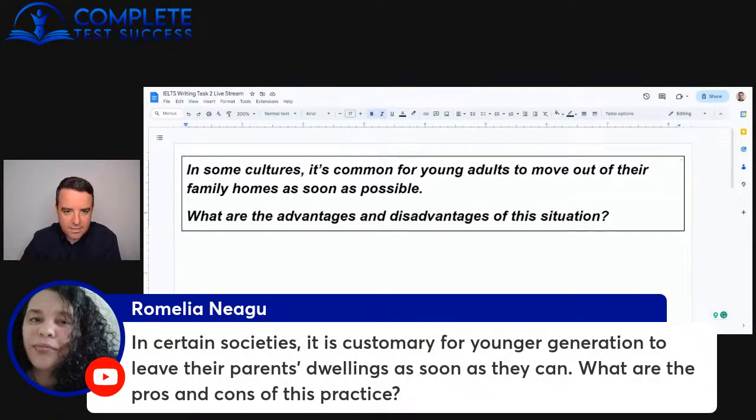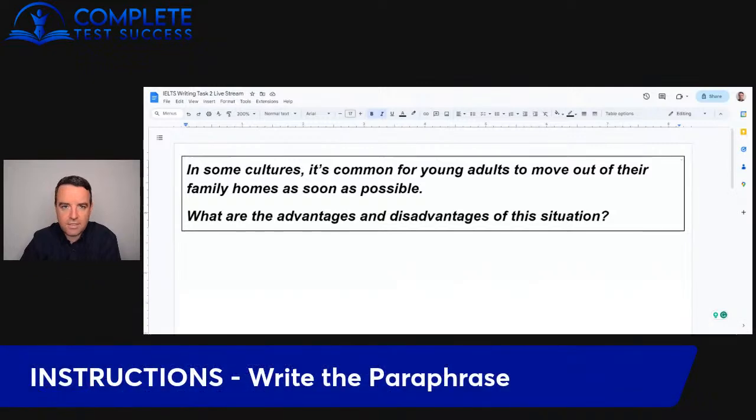Ramalia says, in certain societies, it is customary for younger generations to leave their parents' dwellings as soon as they can. What are the pros and cons of this practice? So, okay, everything good, but we don't need to paraphrase that last bit. Okay, so let me just take Ramalia's paraphrase. This is a good paraphrase, and I'm going to add it to the document on the screen.